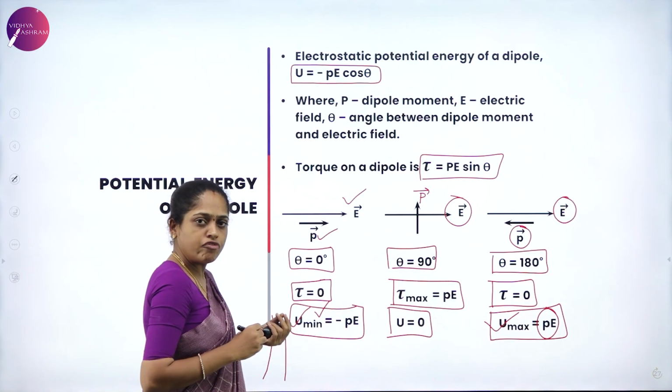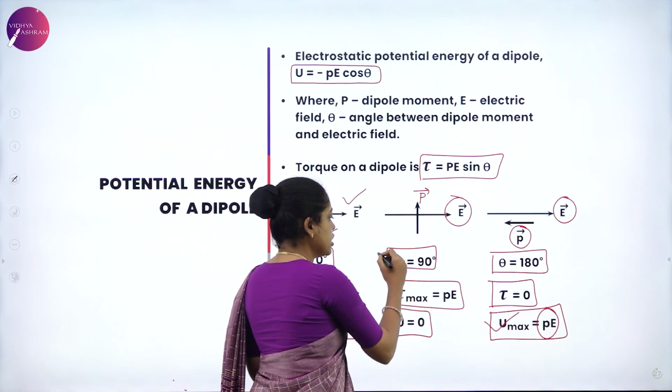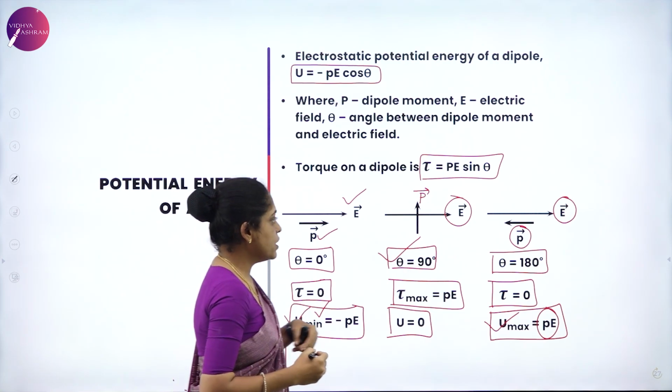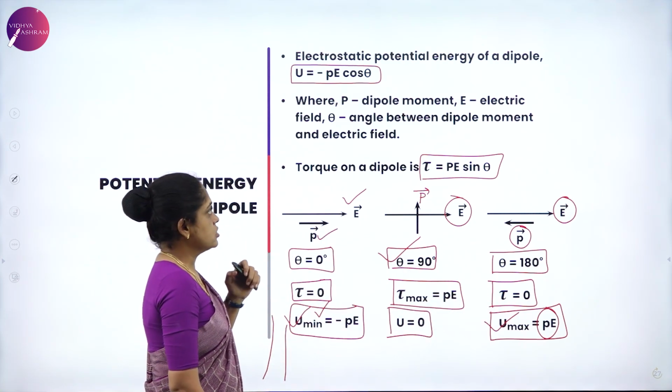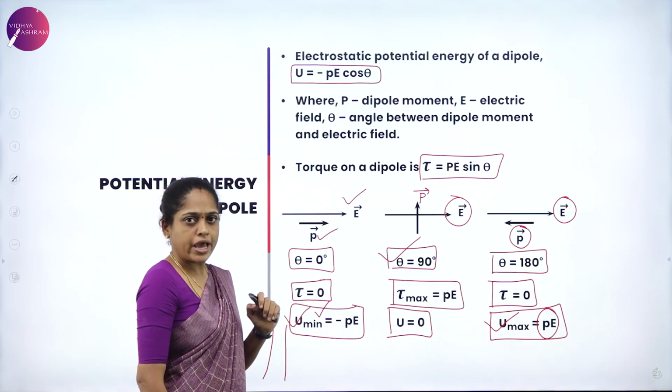But this is different for the torque. The torque is maximum when the angle is 90 degree and it is minimum for 180 degree and 0 degree. Yes, now you know for what angle potential energy is minimum and maximum.